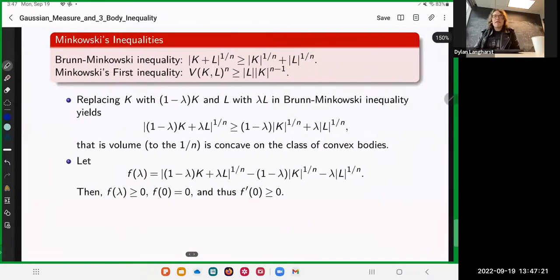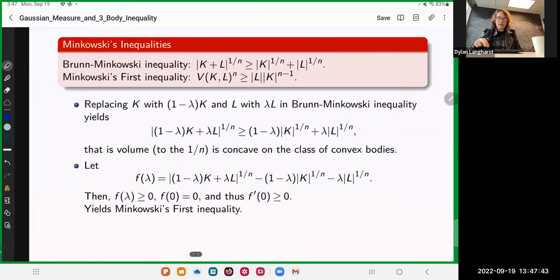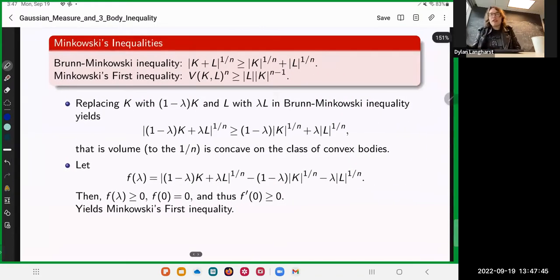Now, using the concavity, we can prove Minkowski's first inequality. We're going to do it right now. So simply define a function to be the left-hand side of Brunn-Minkowski minus the right-hand side. This function, from the Brunn-Minkowski inequality, is greater than or equal to 0, but we see 0 at 0. So therefore, the derivative at 0 must be non-negative. If you just take the derivative and use the definition of mixed volume as a derivative, you get Minkowski's first inequality.